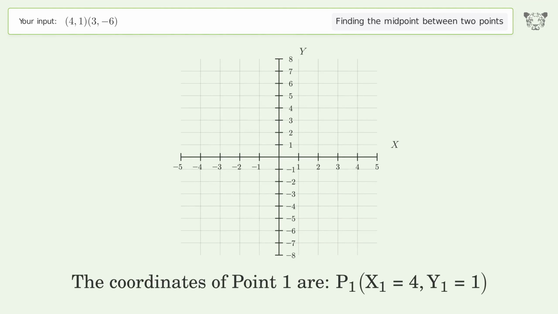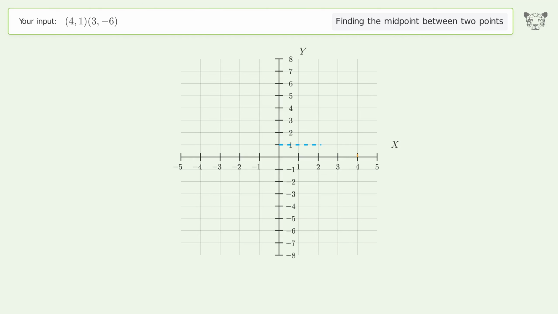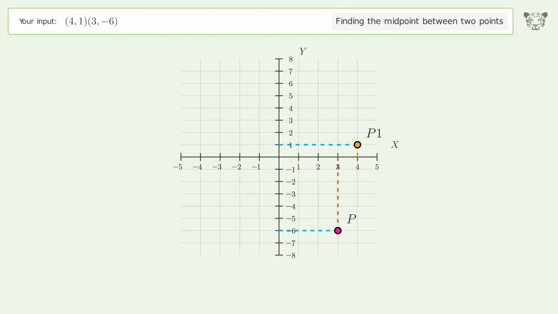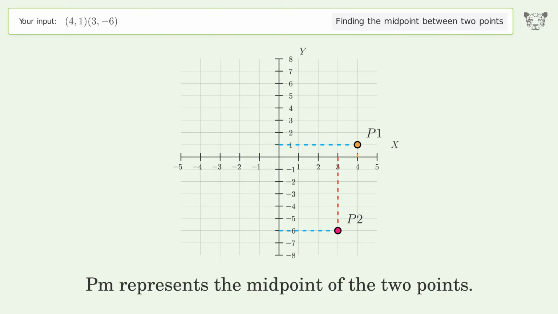The coordinates of point 1 are x1 equals 4, y1 equals 1. The coordinates of point 2 are x2 equals 3, y2 equals negative 6. PM represents the midpoint of the 2 points.